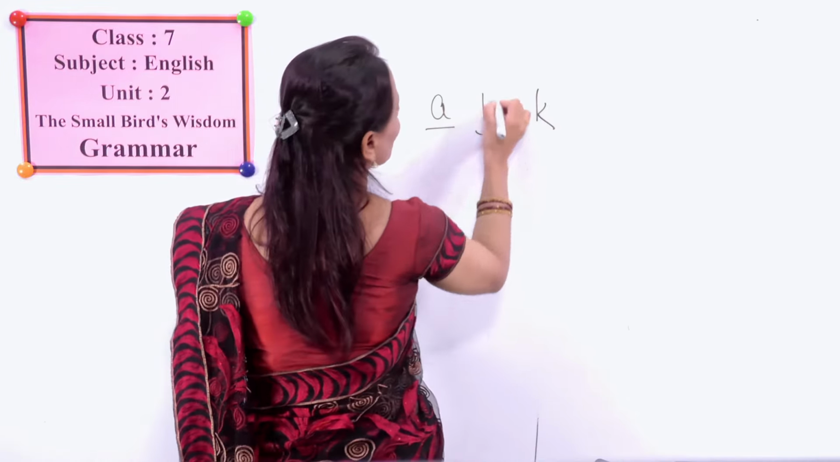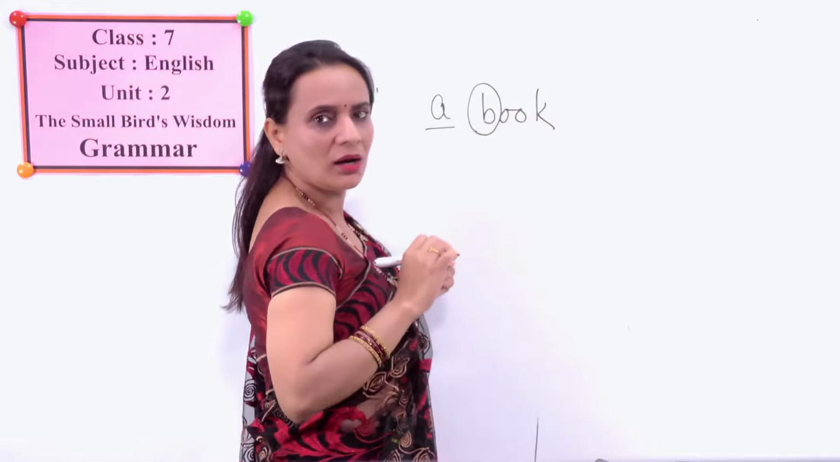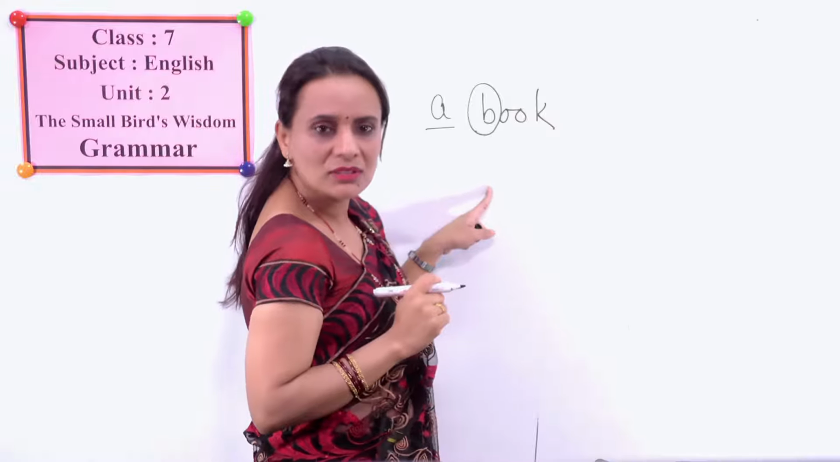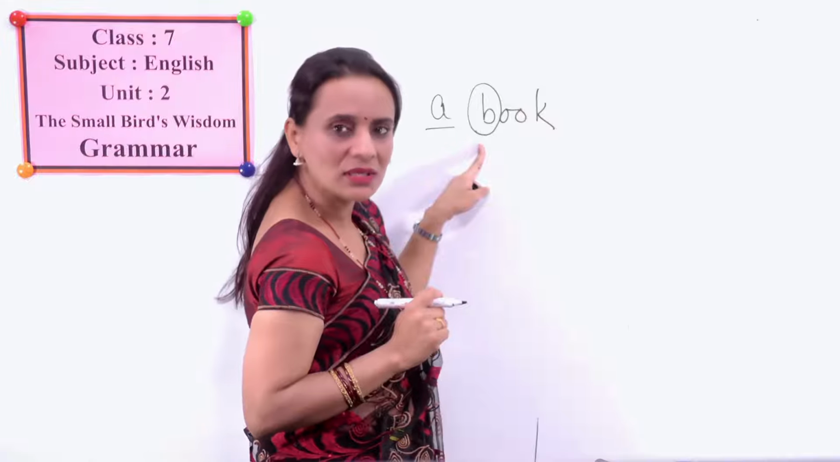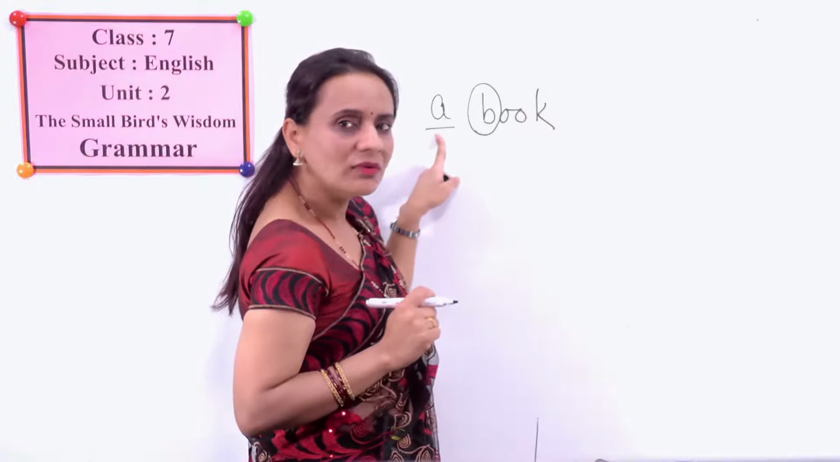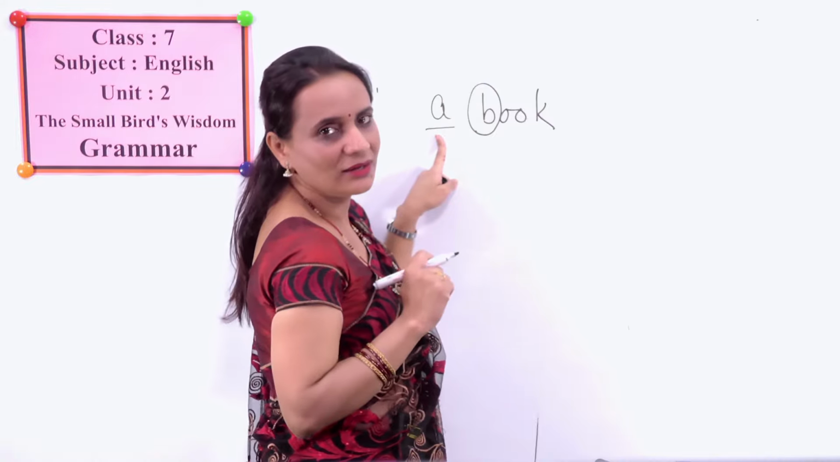Because book has a ba sound, and we use a. Its ba sound is a consonant sound, isn't it? And we use a in front of a consonant sound. Okay, very good.